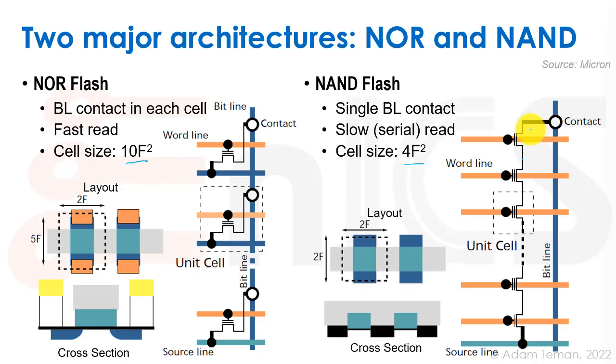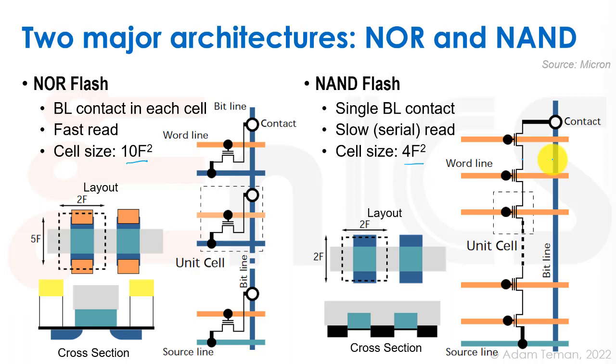And that's why, despite having a much slower read, because we have to actually go through a long serial stack of transistors to read out the data, it still makes it so much more dense that NAND flash has really overtaken NOR flash as the flash that we use in everything, from SSDs to disk on keys to flash disks and so forth. They all basically use NAND flash.